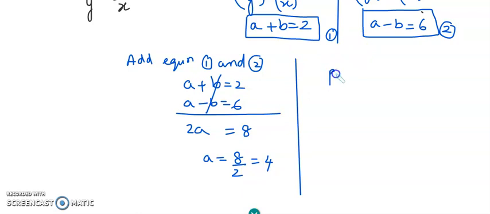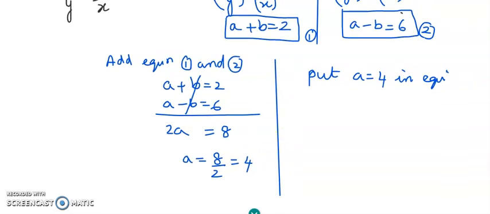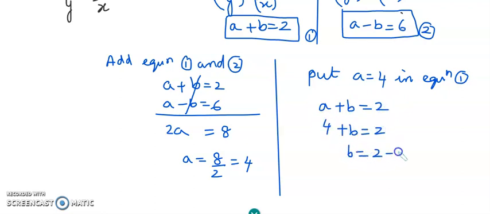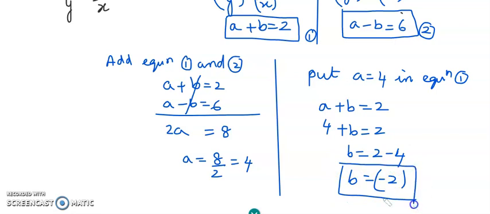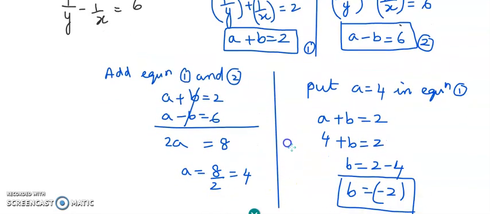So let's put a equals 4 in an equation. You can take any. I'm taking my equation 1. So it will be a plus b equals 2. 4 plus b equals 2. So b is 2 minus 4, means b equals minus 2. Right? Now are we done with this? Is this the final answer?